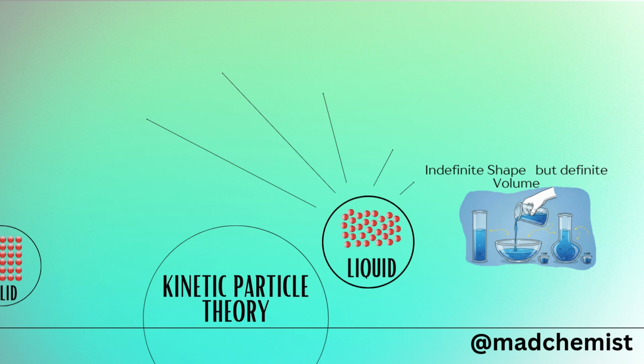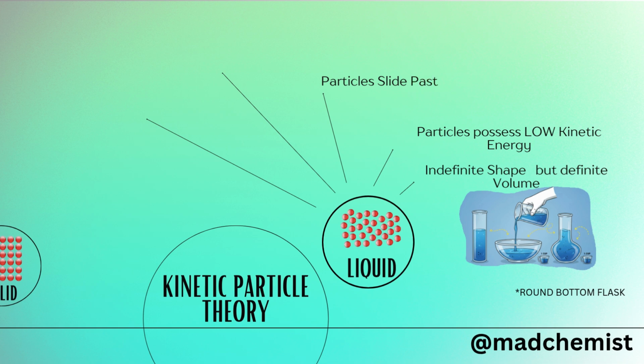The second one is an open bowl. Here the volume remains 1 liter but the shape of the liquid is changed. And in the third picture there is a conical flask that has a different shape but acquires the same volume, that is 1 liter. The second property is they possess low kinetic energy. Their kinetic energy is more than solids but low overall, so they can't move very fast. The third property is the particles slide past each other throughout the liquid. They can pass through one another.